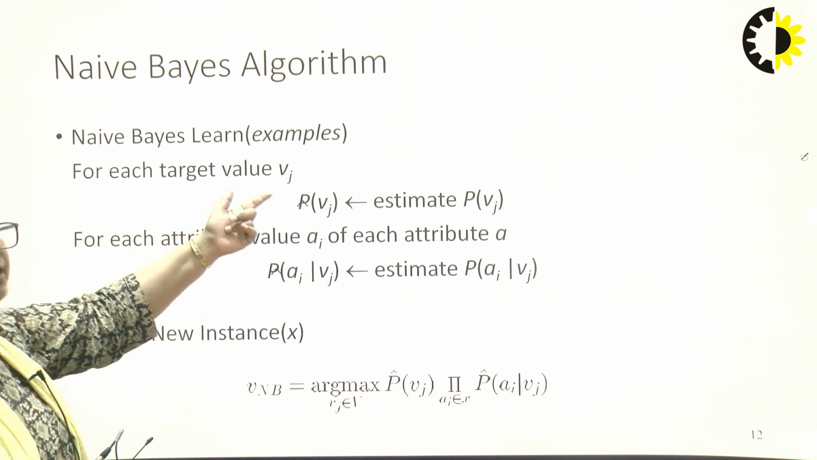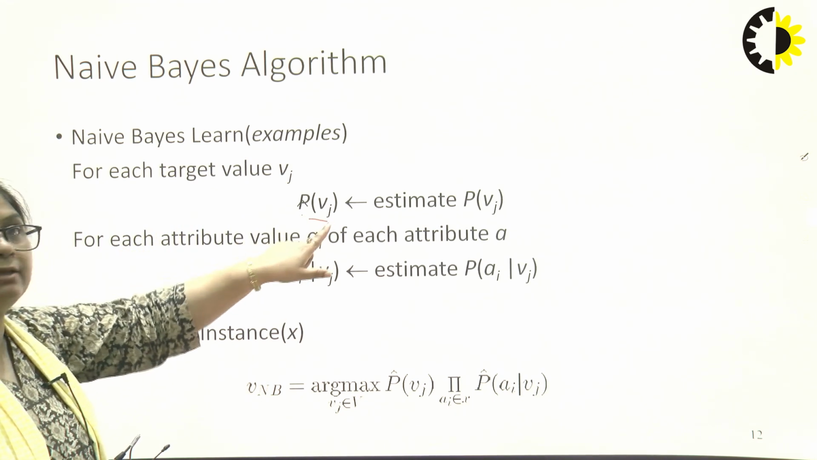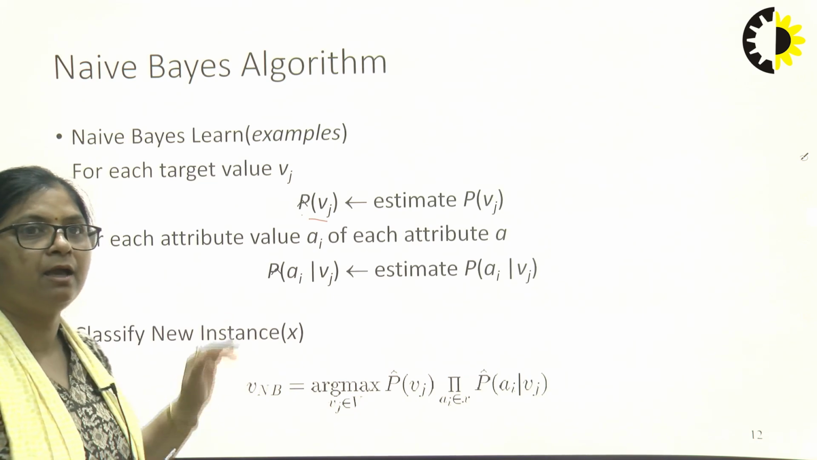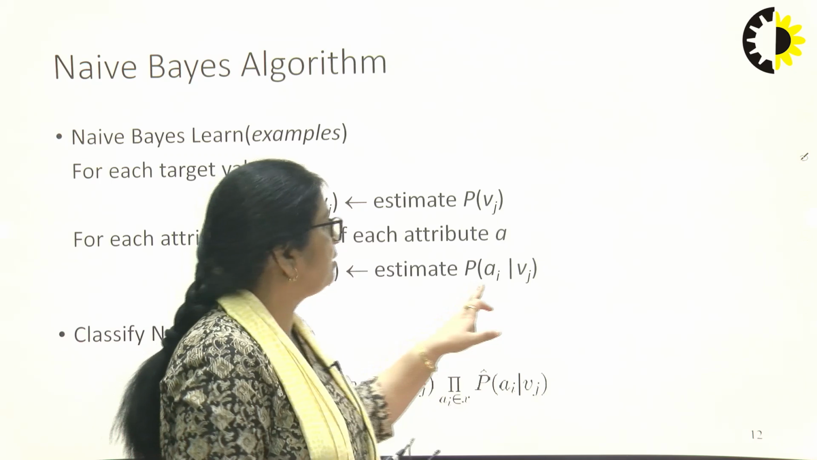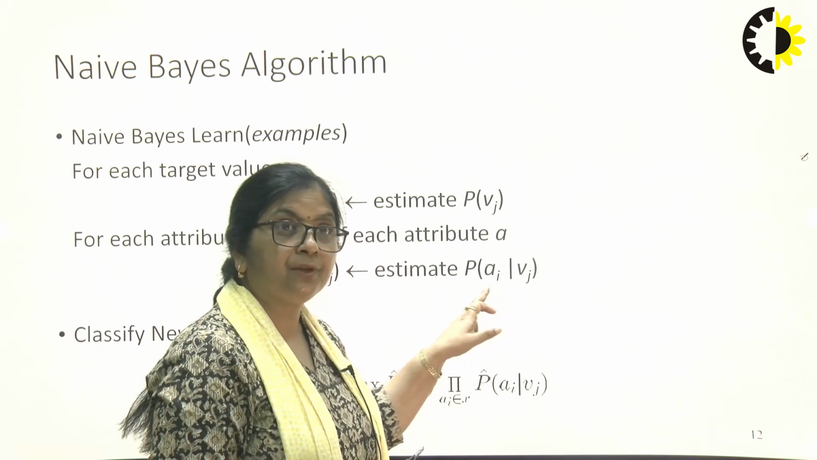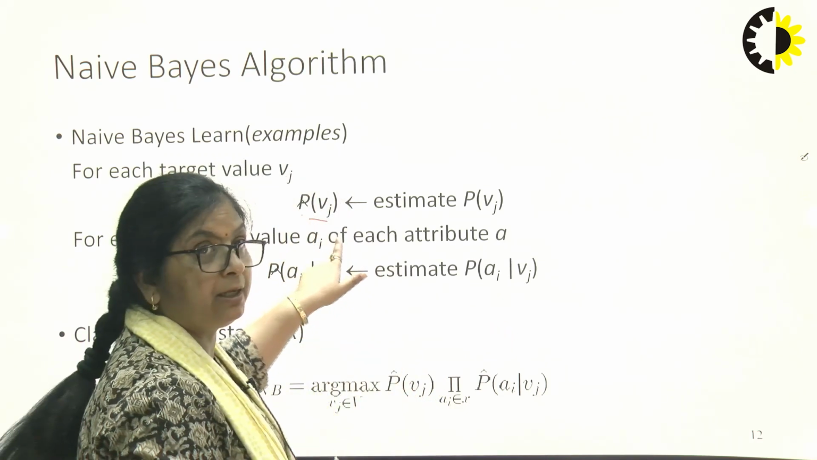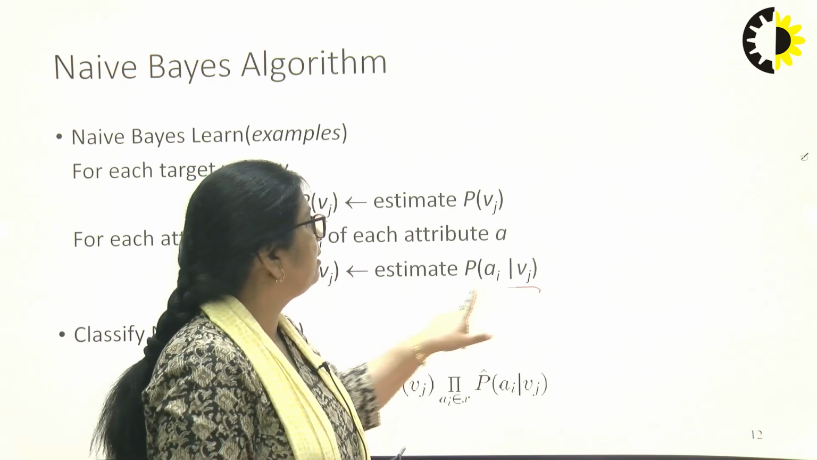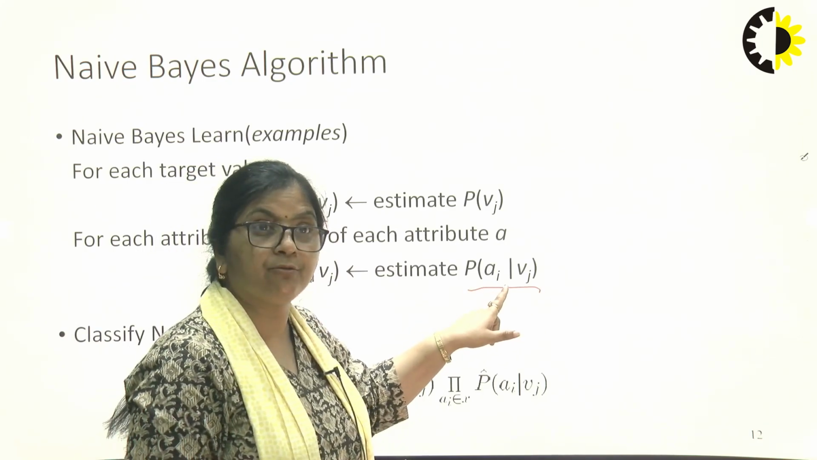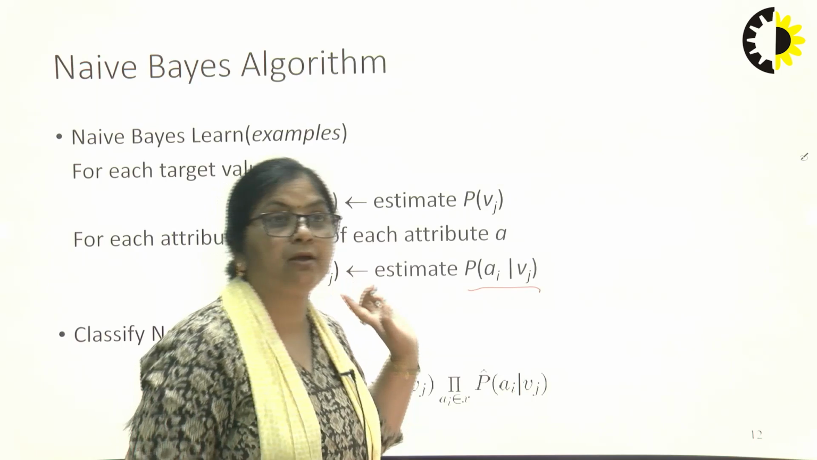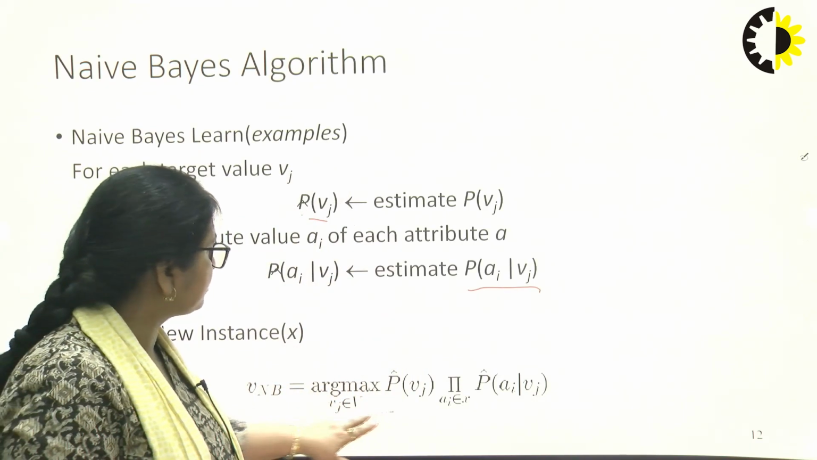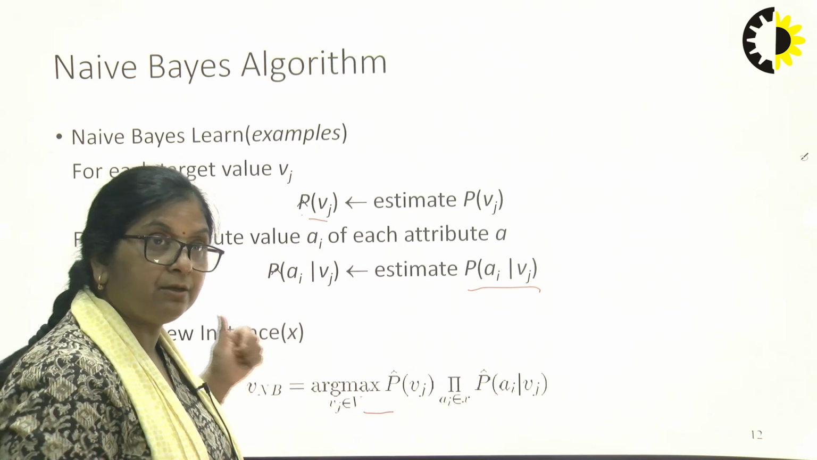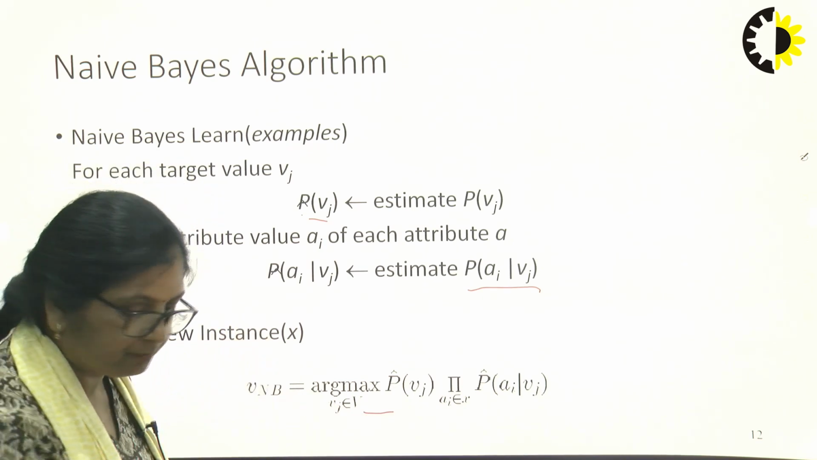For each value, I will calculate Vj, that is the posterior probability, and for this posterior probability, I will calculate the prior probability, and then the probability of each attribute given Vj, the class. Then we will find the maximum, as we discussed on the last slide.